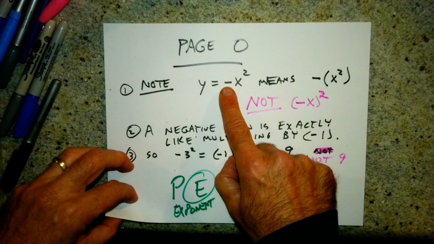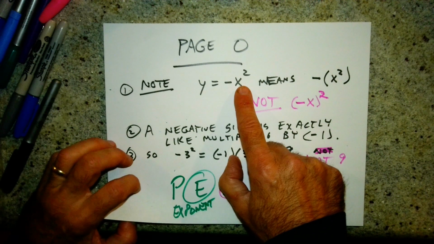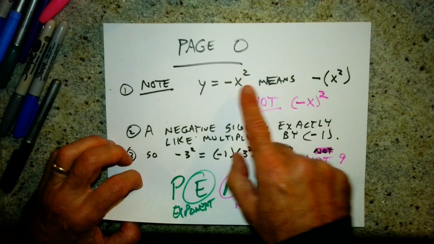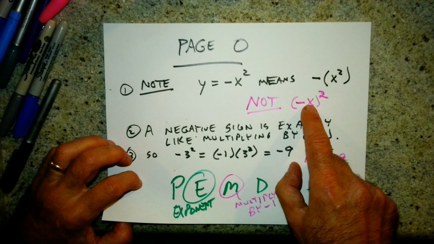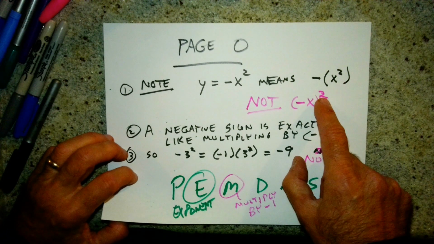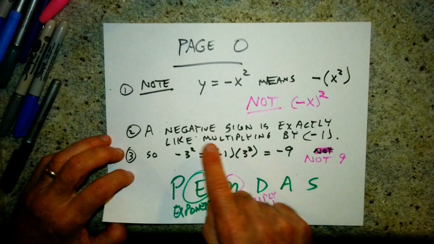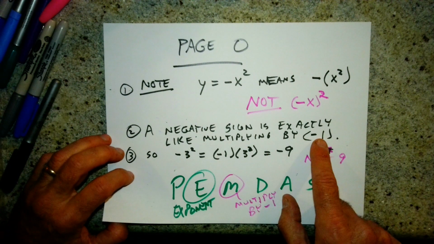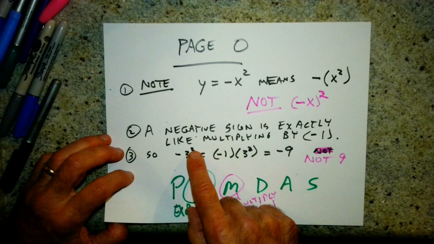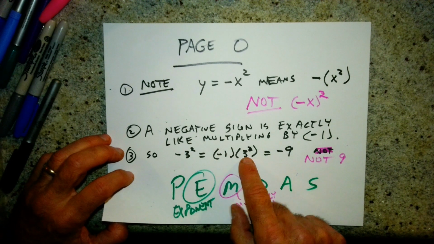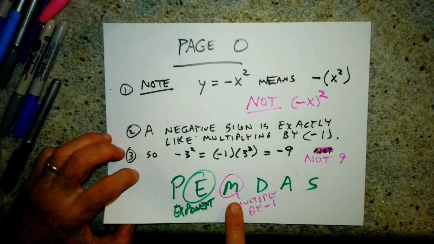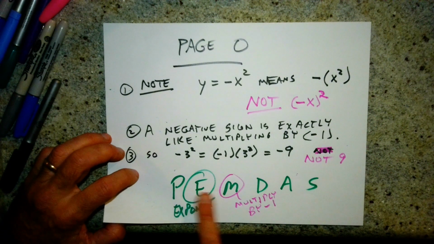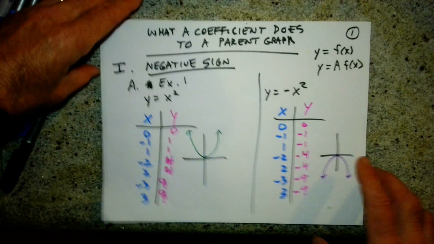What happens when you put a negative sign in front of an expression like this? What does it mean? Well, it means you square the number first and then make it negative. It does not mean you make the number x negative and then square that and get a positive. A negative sign is exactly like multiplying by negative 1. So negative 3 squared is the same as negative 1 times the quantity 3 squared, so it equals negative 9, not 9. So a negative sign comes after the exponent in PEMDAS because the negative sign is the same as multiplying by negative 1.